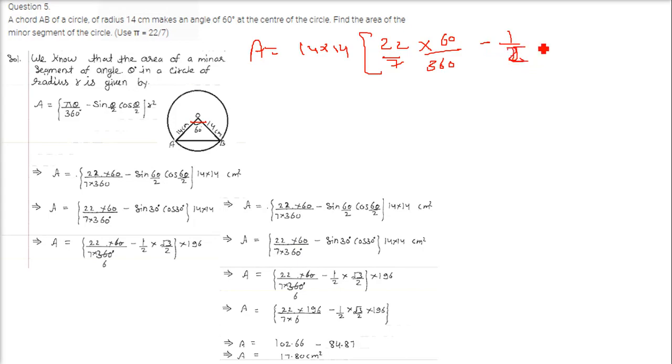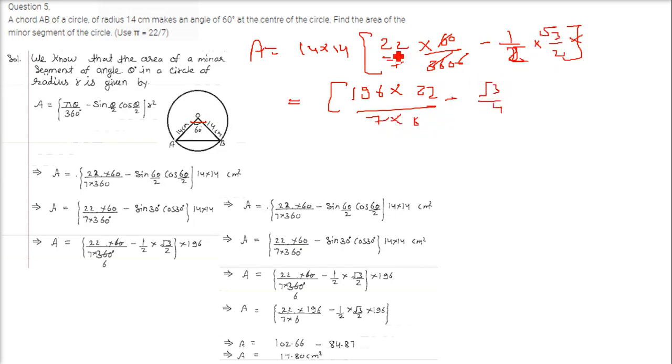So sine 30 cos 30. Sine 30 is what? 1 by 2. And cos 30 is root 3 by 2. So this 14 into 14 is 196. I'm bringing 196 into this, 6 is 36. So you get 22 by 7 into 6 minus root 3 by 4. And here you bring 196. So you have to take root 3 as 1.732. So this will become 102.66 if you solve it, and this will become 84.87, and this is going to be 17.80.